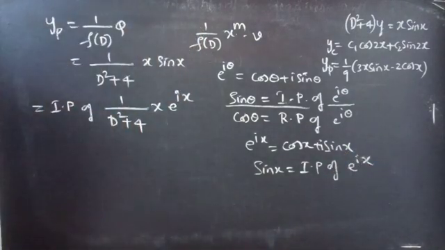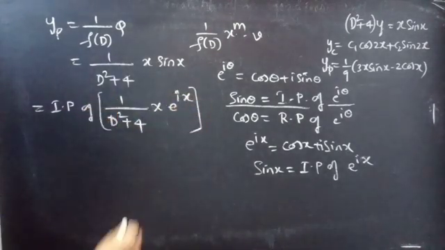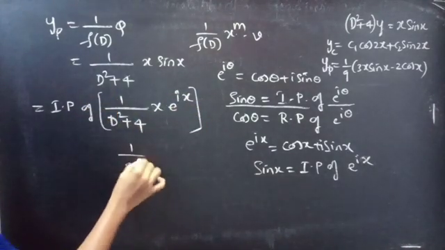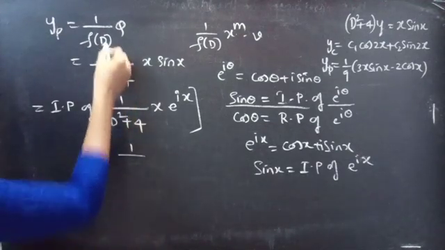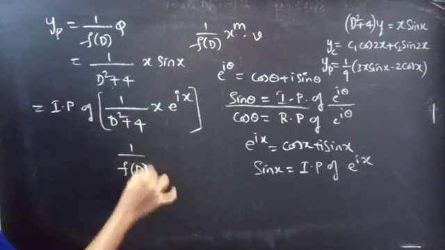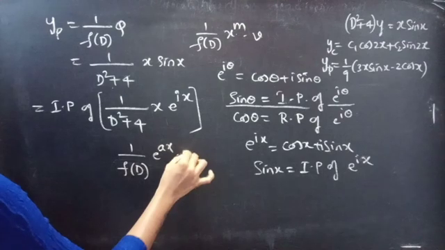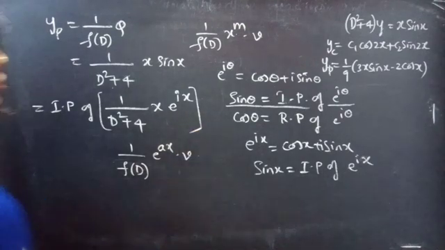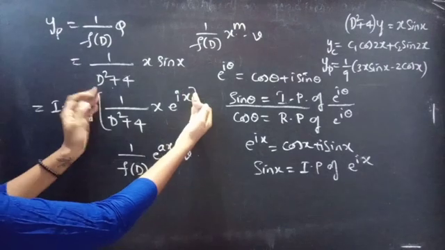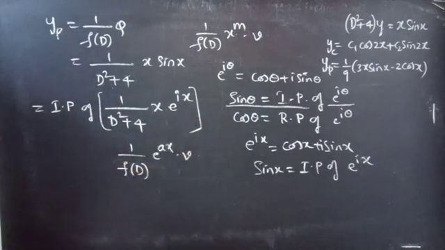Again, this is 1 by some function of d, f of d itself, into e power ax into some function of x, let it be x. I'll write some v. So this is 1 by f of d into e power ax into some v form. So what can we do here?